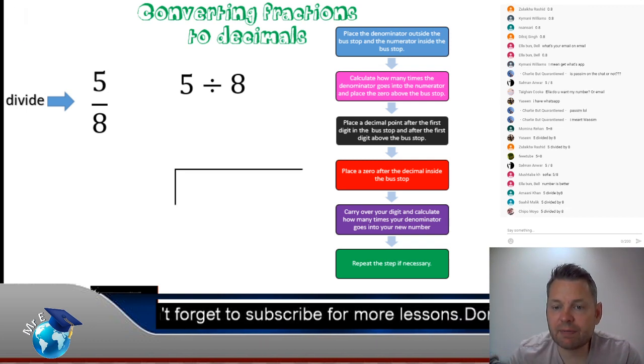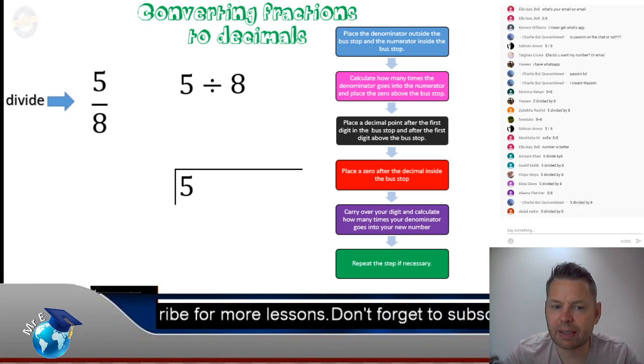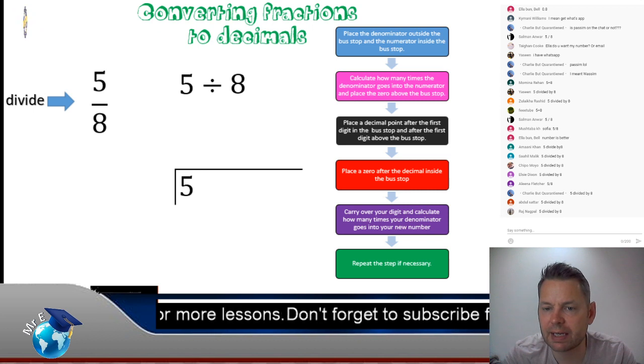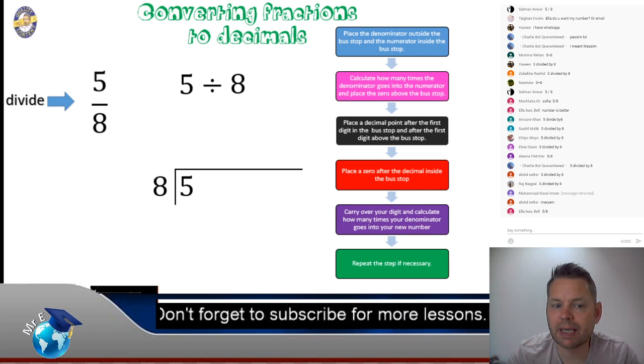Now, we put the 5, we draw our lovely little bus stop. Now, you don't need to make it neat, do you? It's not important about it being neat. It's about it being right. So we put our 5 inside the bus stop. That's how much we've got. And 8 is what we're going to divide it by. So we put that on the outside.